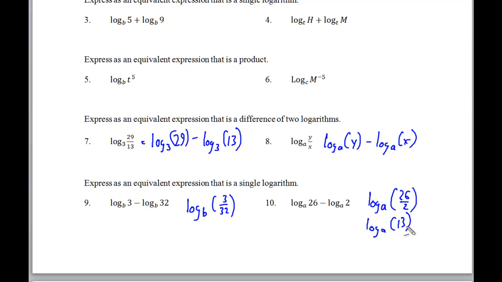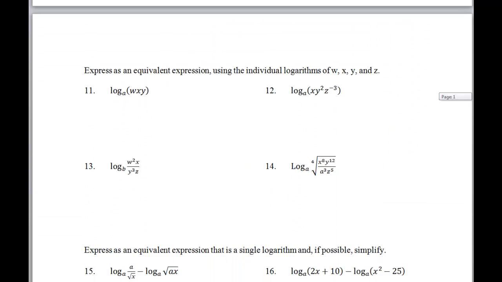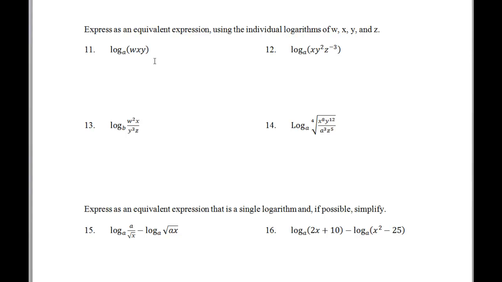Alright, now we're going to go to the second side here. We're going to take this expression, 11, 12, 13, and 14, and we're going to split this up. Chemistry students should be used to doing chemical equations and balancing, so this might actually benefit the chemistry students who've just been through lessons where they've had to do a lot of chemical equations. So what we're going to do here is write an equivalent expression in individual logarithms of w, x, y, and z. So we're going to split this up.